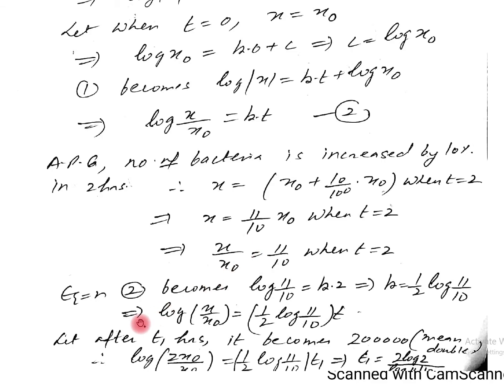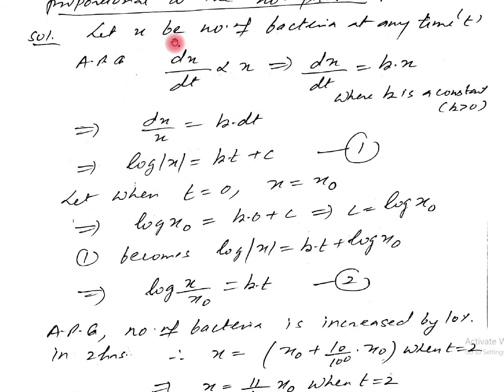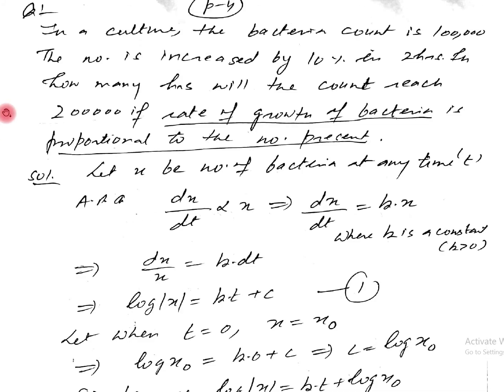So we have to tell after how many hours the count becomes double. Let us see the question again. Read the question very carefully. The question is: in a culture the bacteria count is 1 lakh. The number is increasing by 10% in every 2 hours. In how many hours will the count reach 2 lakh, means double, if the rate of growth of bacteria is proportional to the number present?